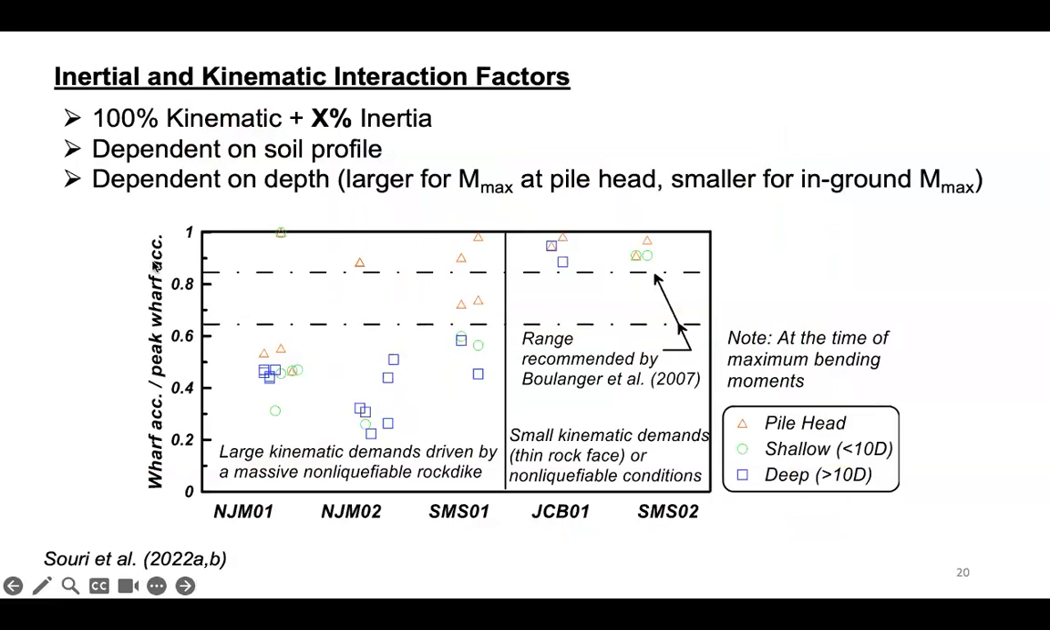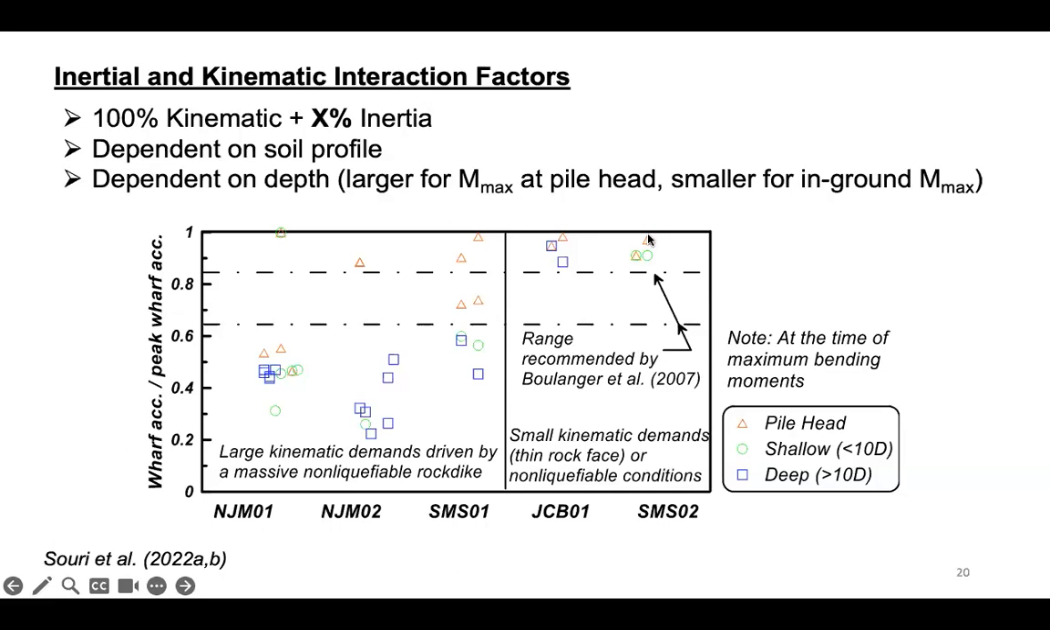And here are the results. So what I'm presenting to you is the load factors calculated in terms of 100% of kinematic plus X% of inertia. That X is plotted on the vertical axis going from 0 to 1. And these clusters of data are for different centrifuge tests. So this is test 1, test 2, test 3, test 4, and test 5.